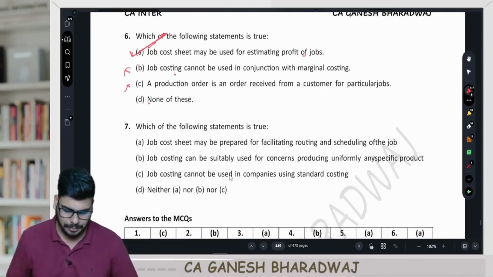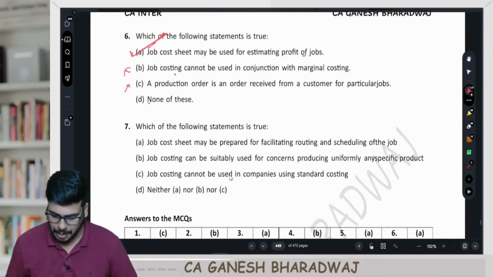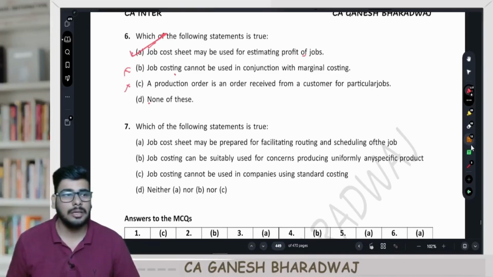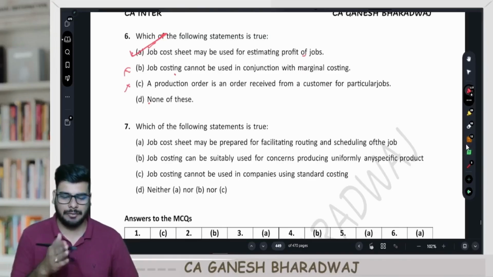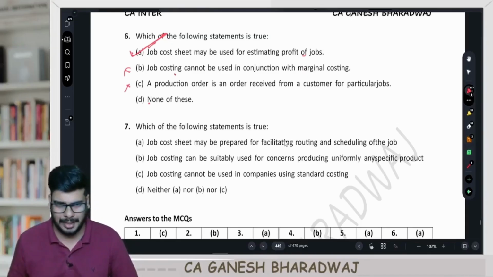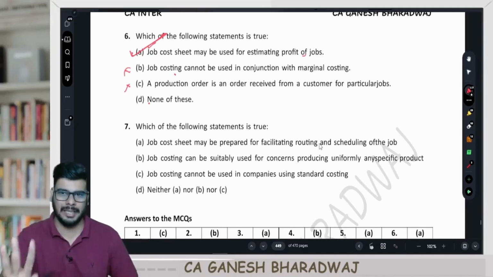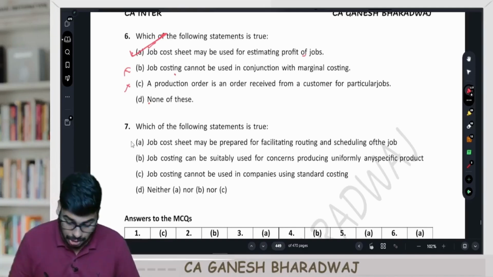Right? Next. Which of the following statement is true? A job cost sheet may be prepared for facilitating routing and scheduling of the job. Is this correct? Facilitating routing, scheduling of the job. Scheduling means what? Like which one to be performed first, which one to be performed next, right? Do we use job cost sheet for that? No. Why do we prepare a job cost sheet? To collect the cost job wise. That's all. Correct? So the first one is not right.